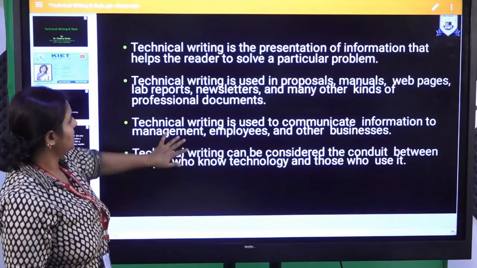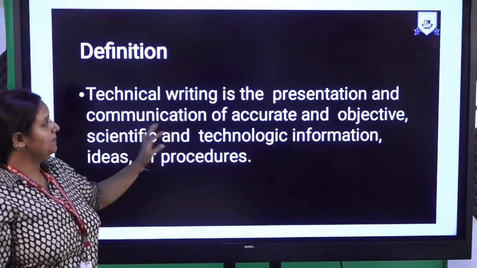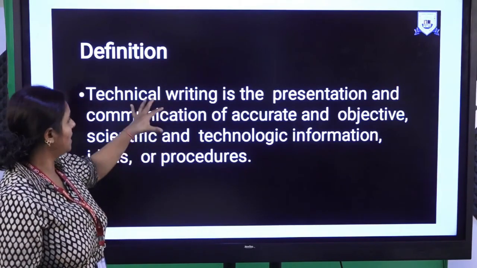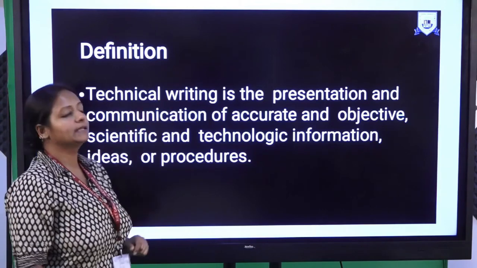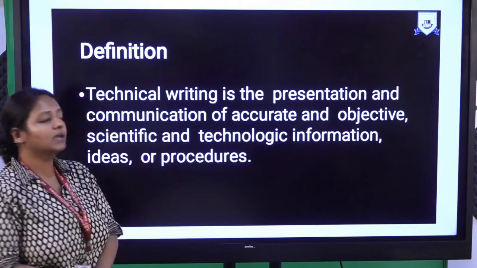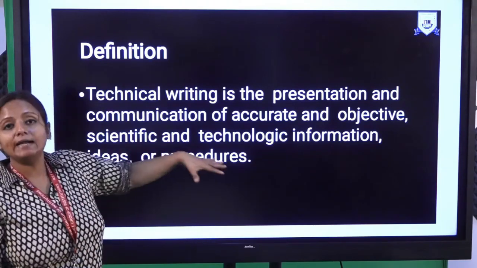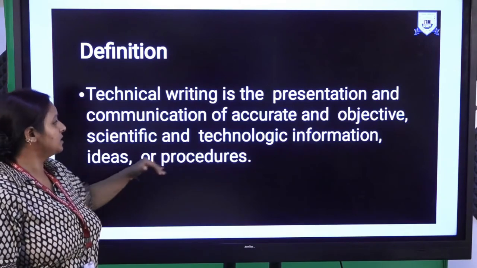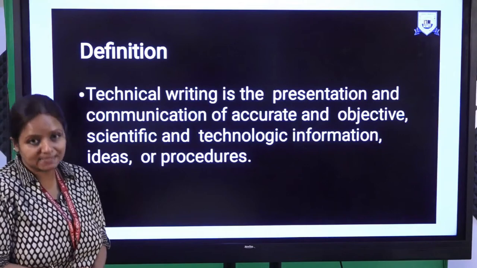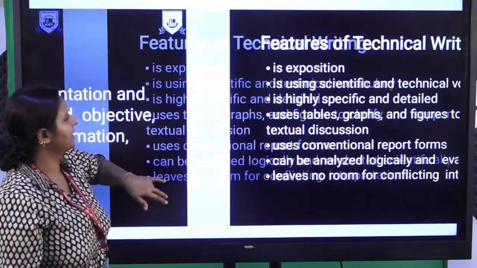Now, next is the definition. On the basis of the previous conclusions or information that you have received on technical writing, we can say technical writing is the presentation and communication of accurate and objective scientific and technological information, ideas or procedures. That means anything that is technical and you are presenting that in the form of writing is technical writing.